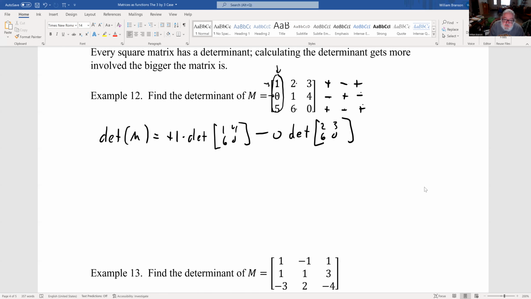And then we take plus times 5, determinant of what you get when, if you take 5, we want to delete the third row and the first column, so we get 2, 3, 1, 4.